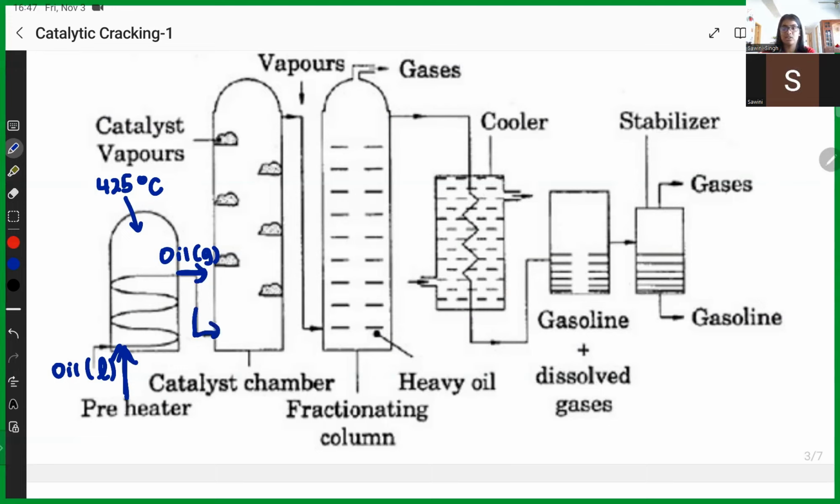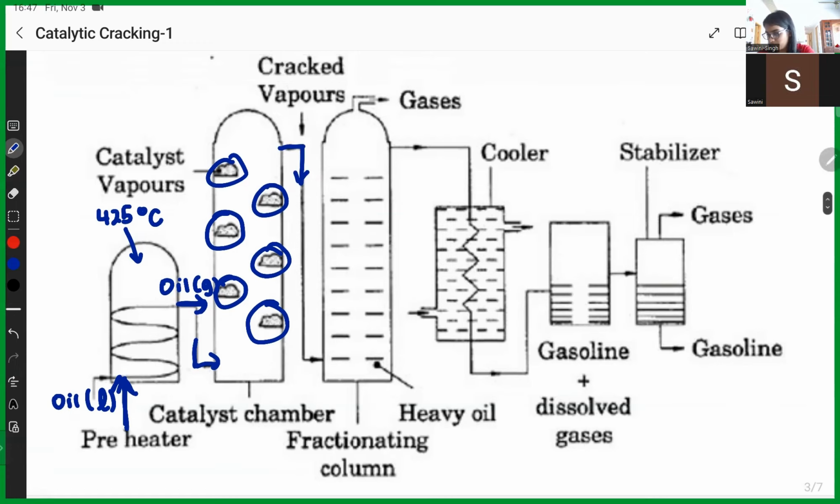In the catalyst chamber, there are beds of zeolite catalysts stacked one on top of the other, and they are fixed. That's why it's called a fixed bed catalytic converter. And the vapors of the crude oil start to get cracked in the presence of a catalyst. And after it's cracked, it would head out and into the fractionating column.